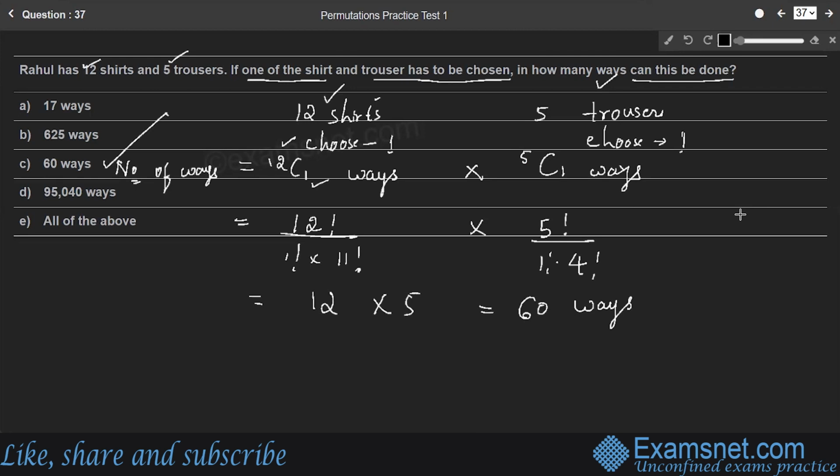So here the trick is you have to take the product of these two ways, 12 ways and 5 ways. You should not add these ways, you should take the product. Therefore, option C is the right answer.